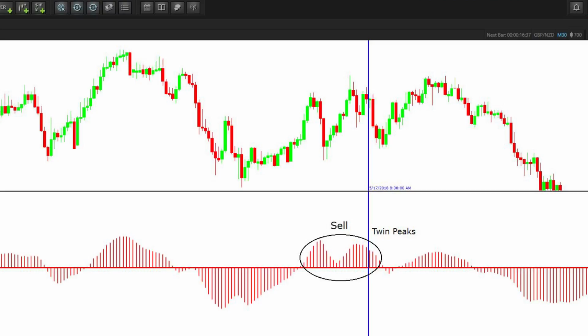So what we'll notice on the histogram is we'll be going up, forming that first peak, forming a parabolic curve or a U-shaped curve at the bottom, forming our second peak, which will be slightly closer to the 0 line than the first. And as we start curving down towards the 0 line, we'll be entering our sell, which is why it's bearish, even though it's above the 0 line.